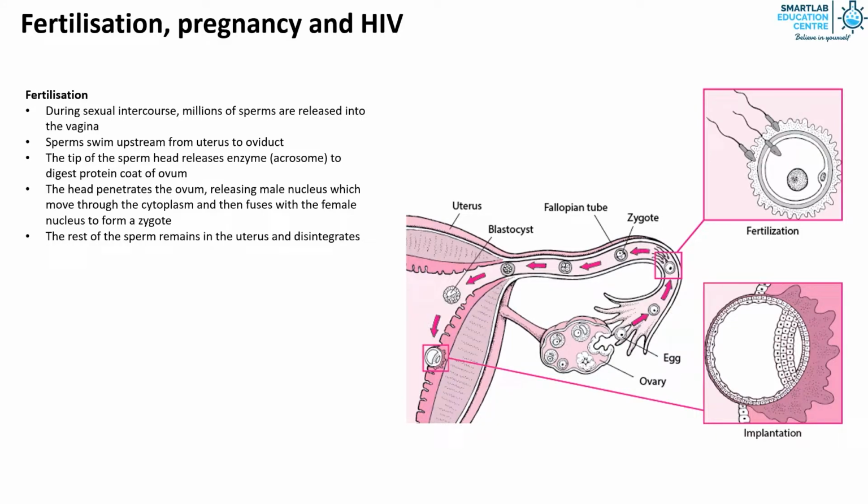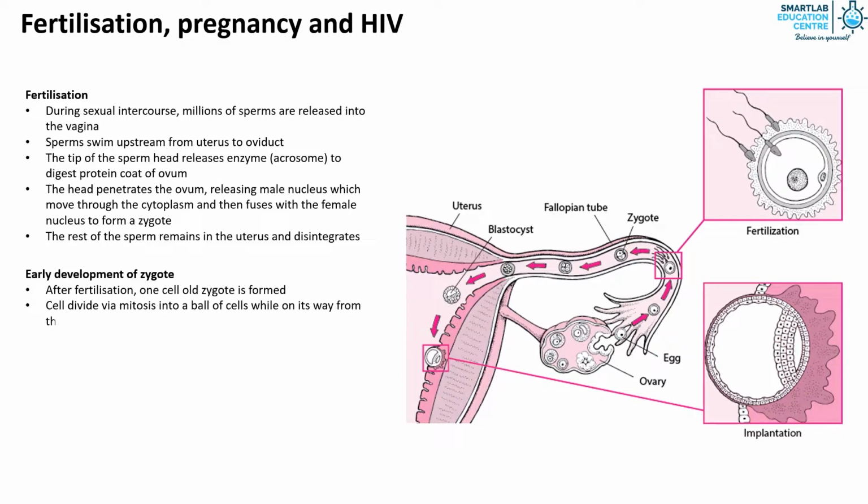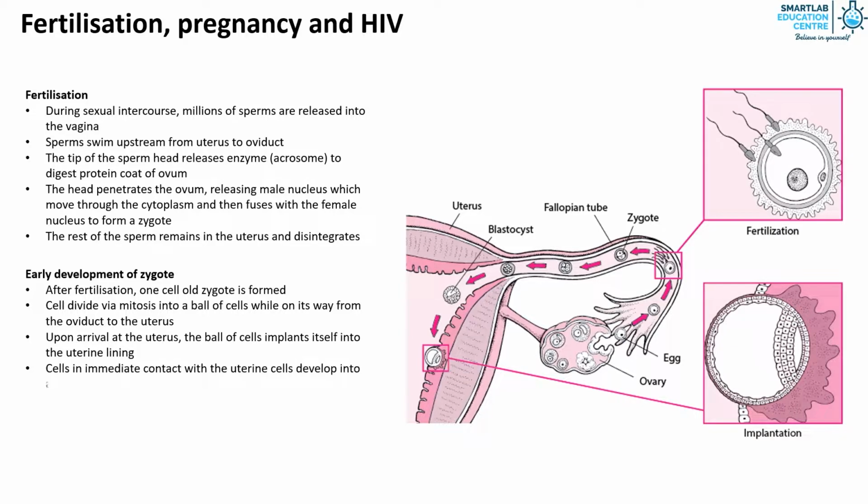After fertilization comes the early development of the zygote. A one-cell zygote is first formed. This cell then divides via mitosis into a ball of cells on its way from the oviduct to the uterus. Upon arrival at the uterus, the ball of cells implants itself into the uterine lining. The cells in immediate contact with the uterine cells develop into a placenta. The placenta allows the now embryo to obtain nutrients from the mother, allowing further growth of the embryo.